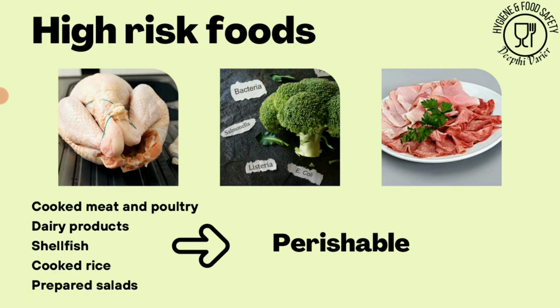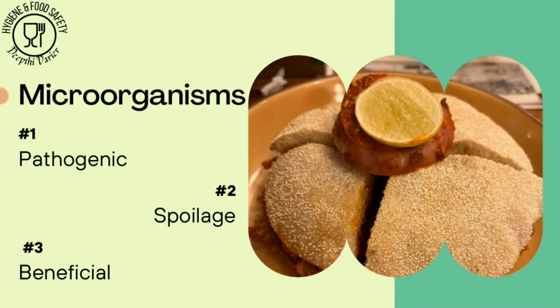Now, microorganisms which are associated with the food industry can be either pathogenic, or they may cause spoilage, or they could be beneficial to us. So, we'll be talking about the foodborne pathogens in this video, and the other videos that I'll be uploading will have the spoilage and beneficial organisms as well. Now, the meaning of pathogenic is that they are causing an illness in a person who's consuming that food.